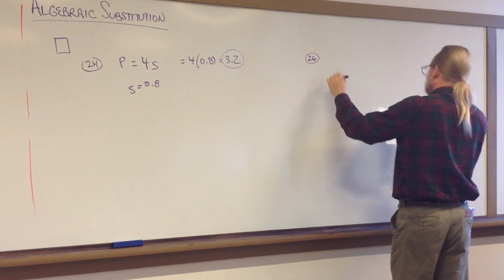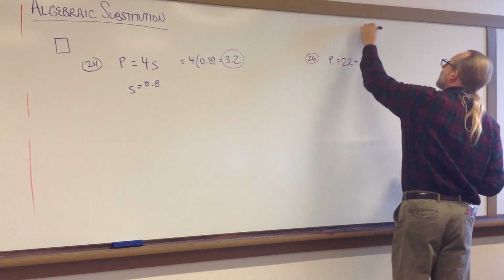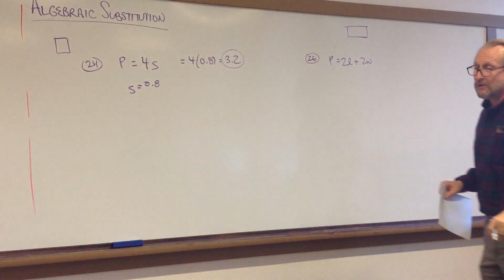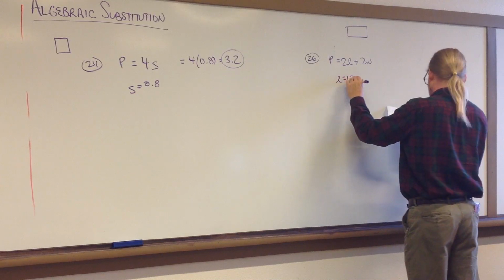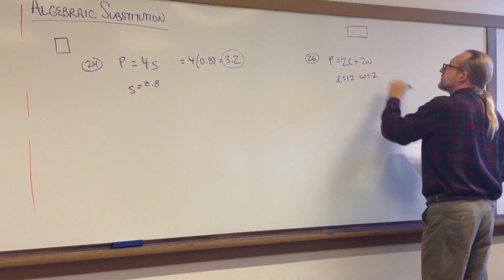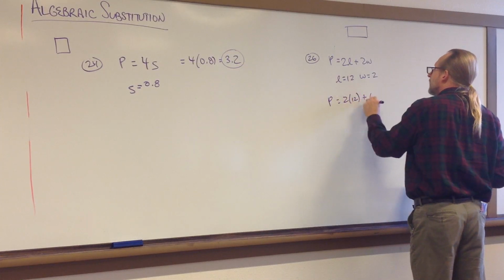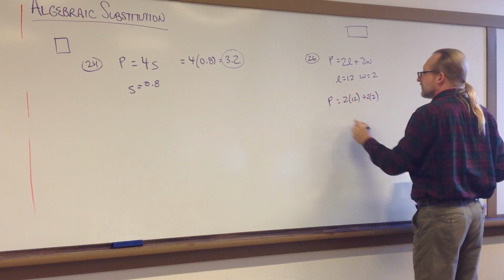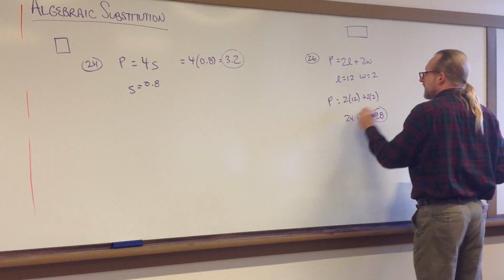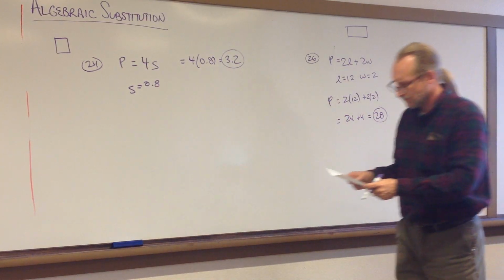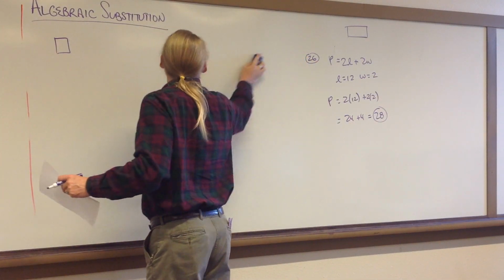Okay, 26. P equals 2L plus 2W. So that's the perimeter of a rectangle. And what do we have here? L is 12, W is 2. So that'll be 2 times 12 and 2 times 2. And so that's 28. Okay.